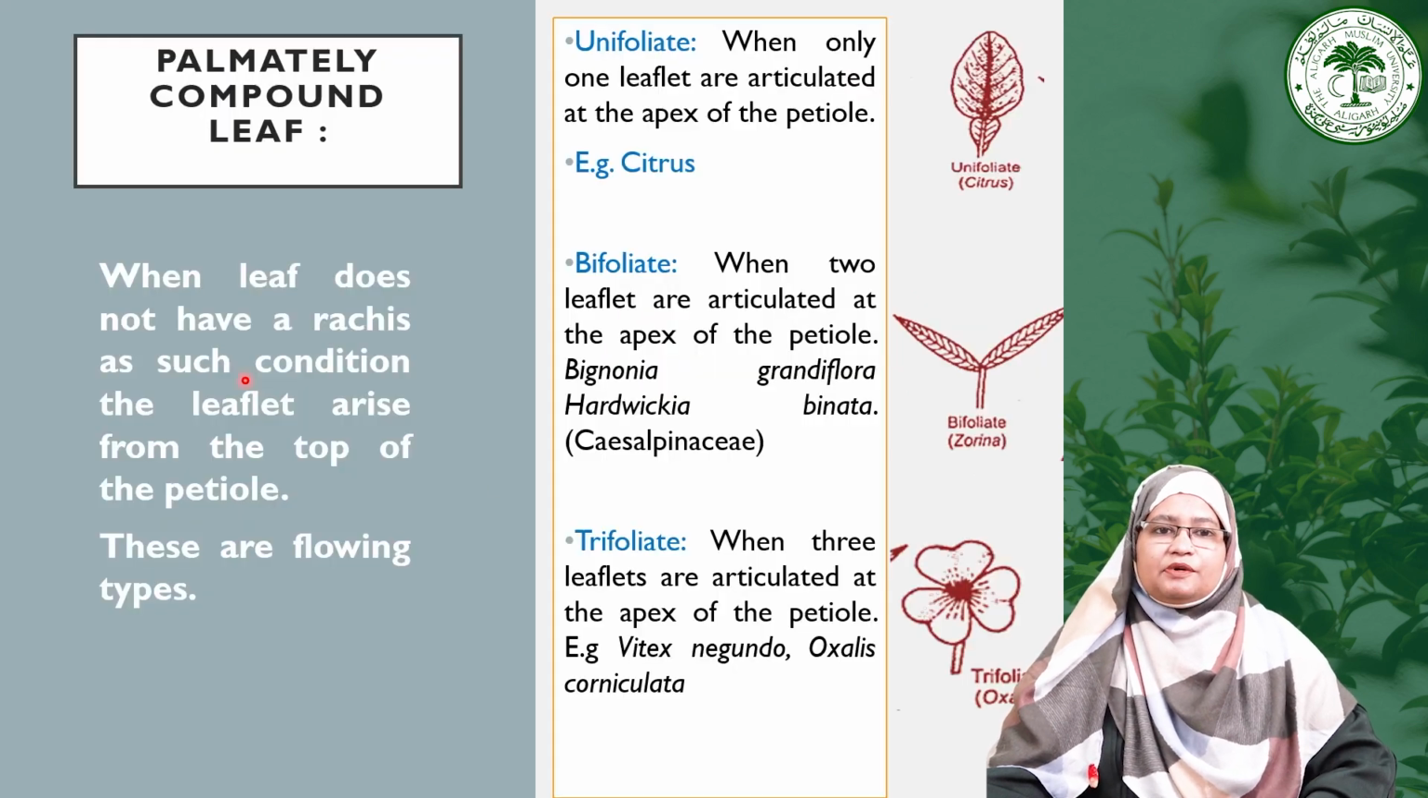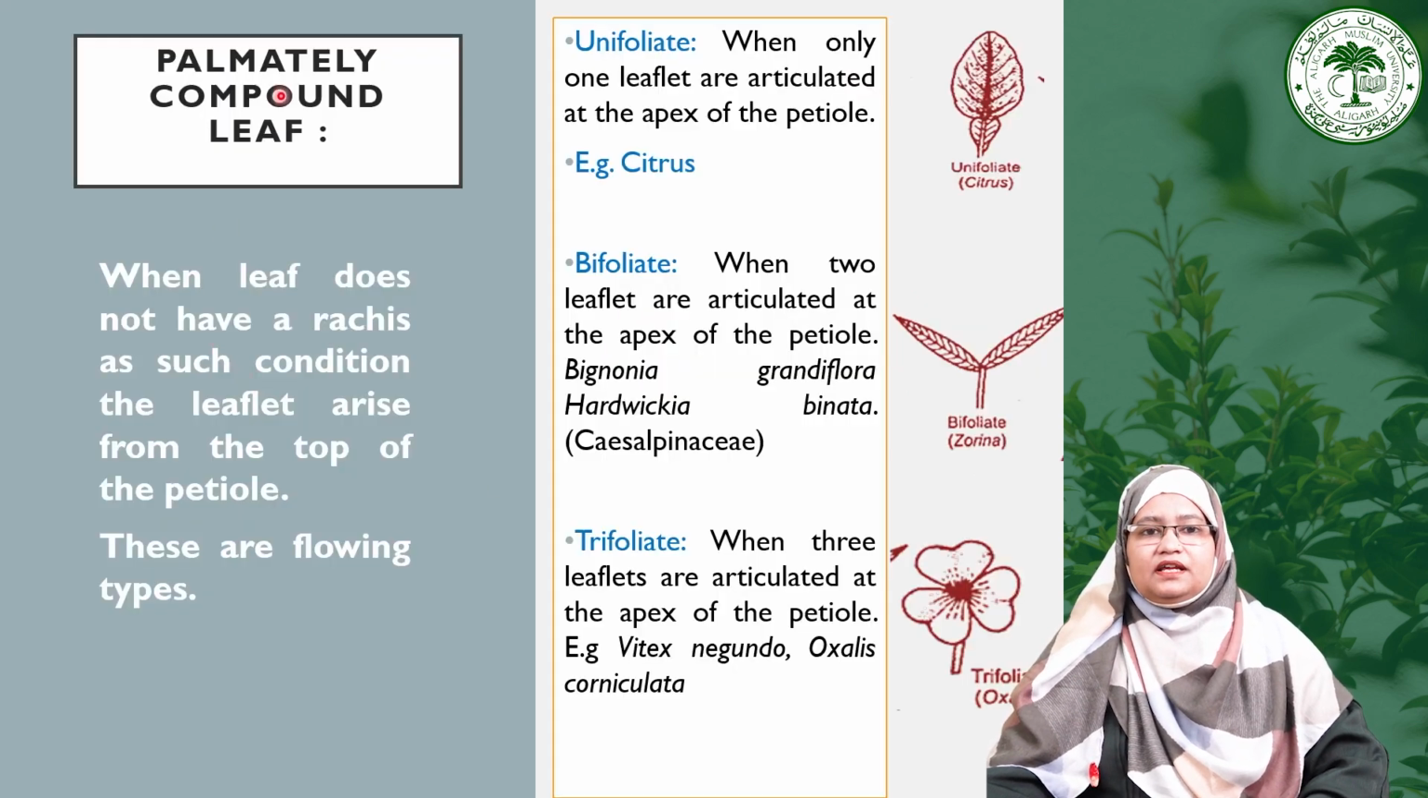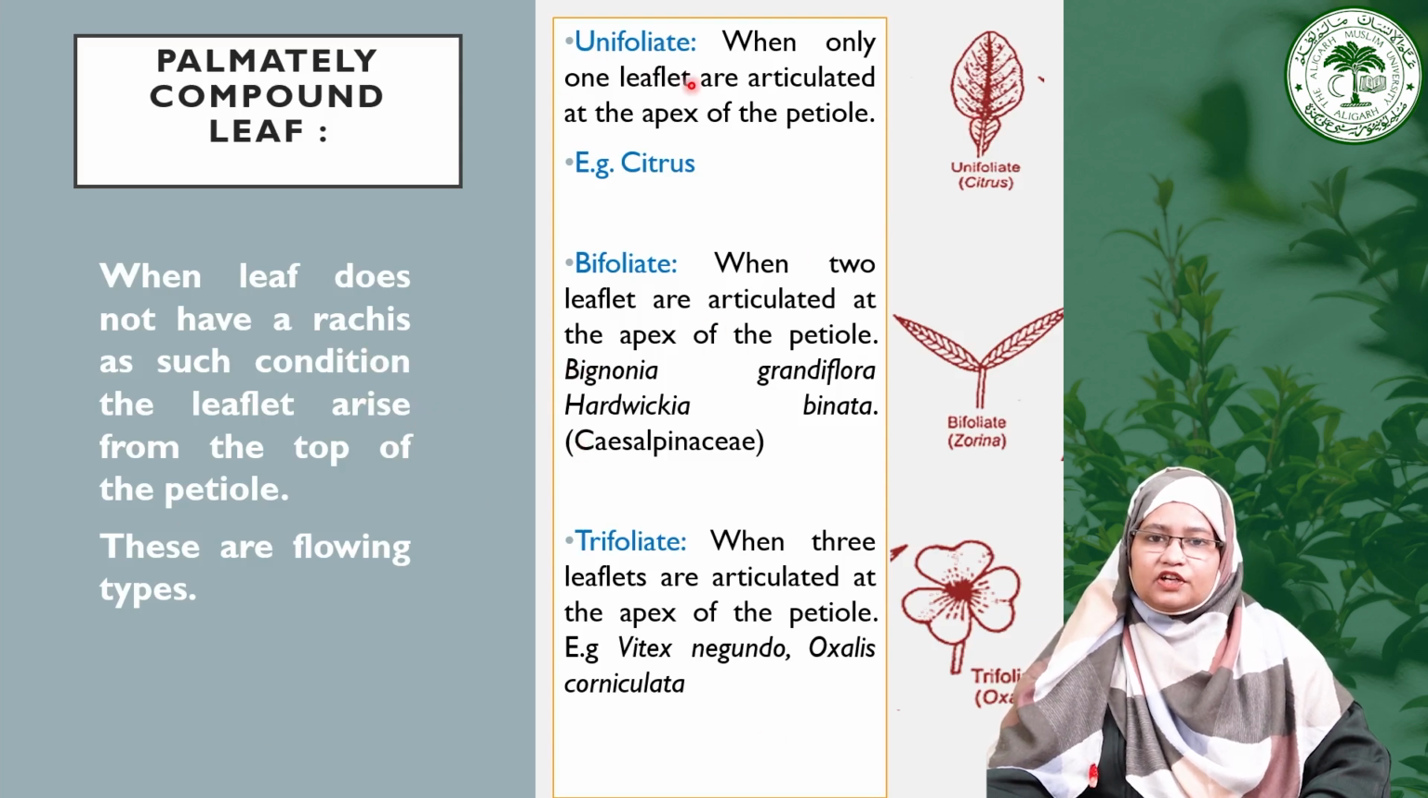Then the second type of compound leaf is the palmately compound leaf. When a leaf does not have a rachis, the leaflets arise from the top of the petiole. These are of the following types. In the case of unifoliate, only one leaflet is articulated at the apex of the petiole. As you can see, this one is the petiole and this one is the leaf.